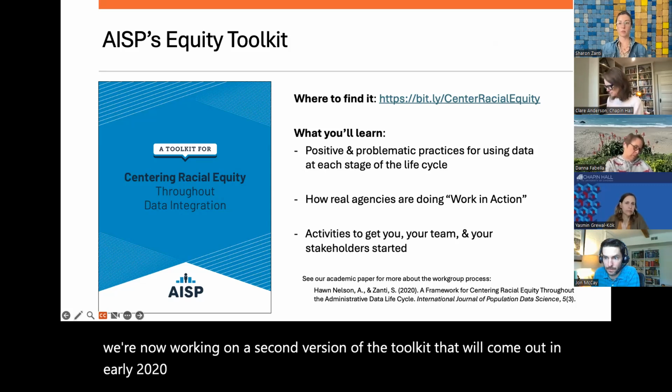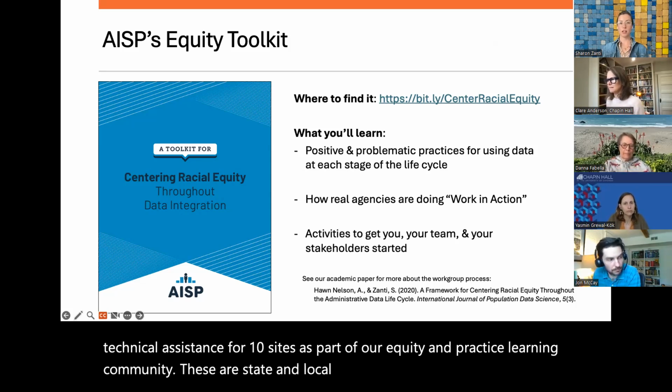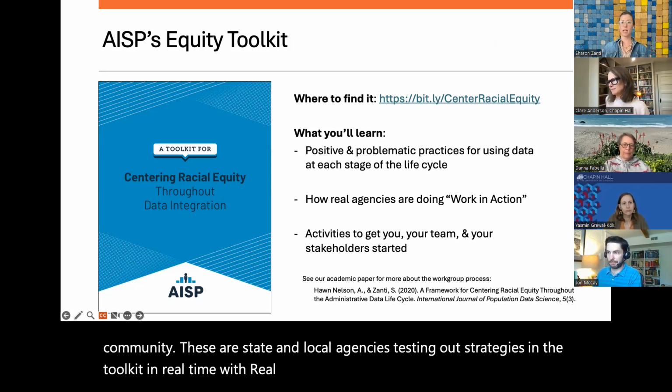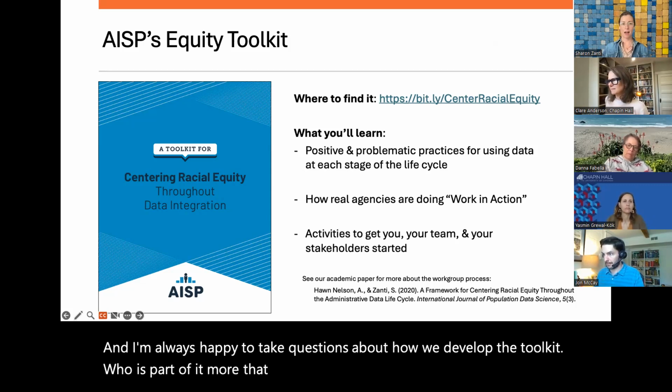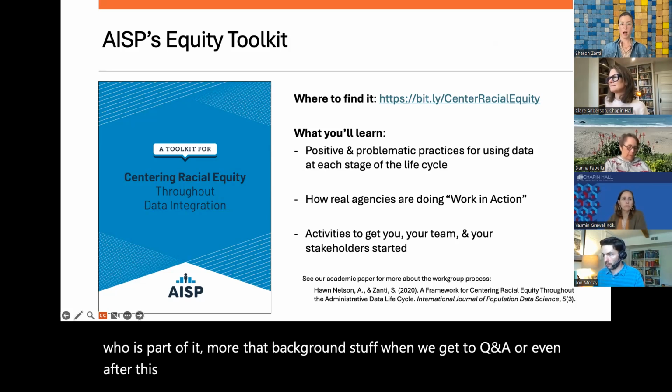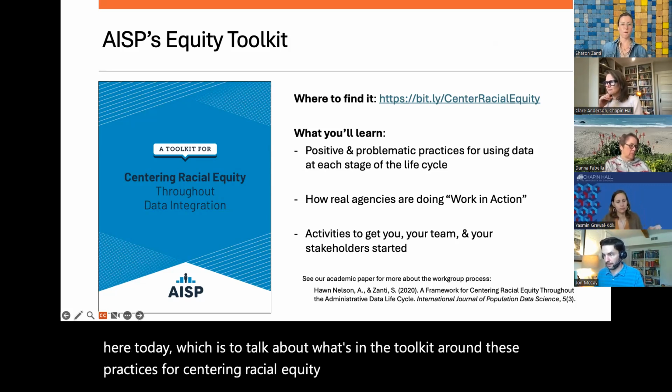We've also been leading some cohort-based training and technical assistance for 10 sites as part of our equity and practice learning community. These are state and local agencies testing out strategies in the toolkit in real time with real people. And I'm always happy to take questions about how we developed the toolkit, who was part of it, more of that background stuff when we get to Q&A or even after this session. But for now, I want to get us to the main reason we're here today, which is to talk about what's in the toolkit around these practices for centering racial equity across the data lifecycle.